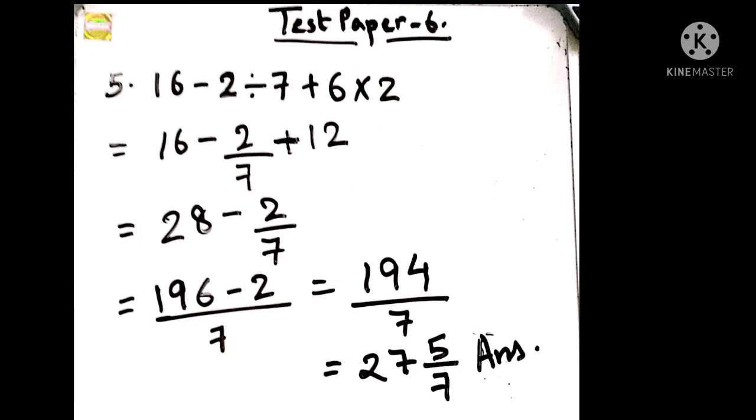Next is question number 5. 16 minus 2 divided by 7 plus 6 into 2. So according to BODMAS, we will be dividing first, but 2 is not divisible by 7. So we write it in fraction. 16 minus 2 by 7 plus 12. Then we add it. 16 plus 12 is 28. So 28 minus 2 by 7. Now we are subtracting a fraction from a whole number. So we will take the LCM. We are getting 196 minus 2 divided by 7, which is 194 by 7, an improper fraction. So we are changing it into a mixed fraction, that is 27 5 by 7. So I hope it is clear to you.